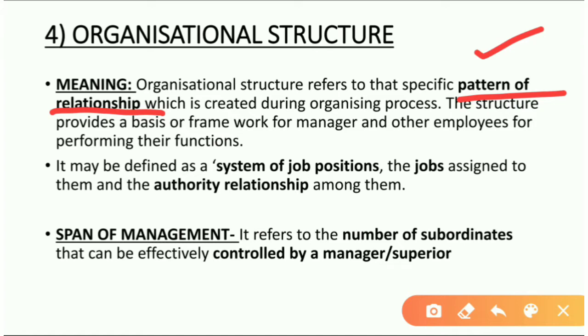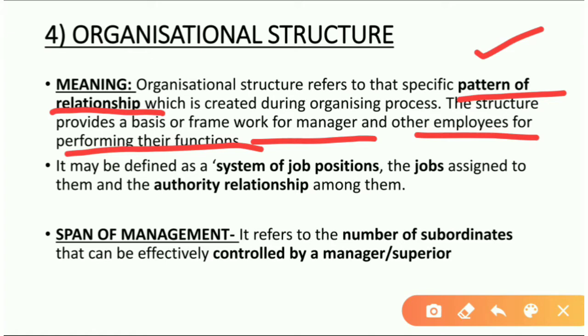As we can see here, the structure provides a basis or framework for managers and other employees for performing their functions. See, it is a framework for managers and employees, means it helps the managers and employees to perform their functions, to perform their duties. How? Because if there is a permanent pattern of relationship, like organizational structure is maintained in an organization which shows the pattern of relationship, then the managers will easily know who is under them and to whom they need to give the responsibility.